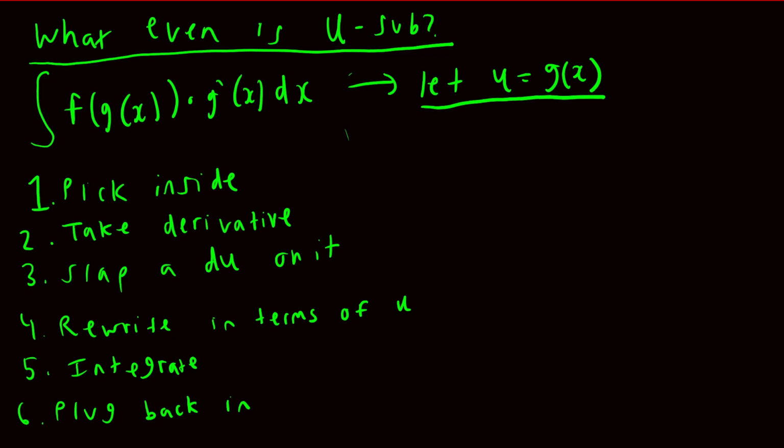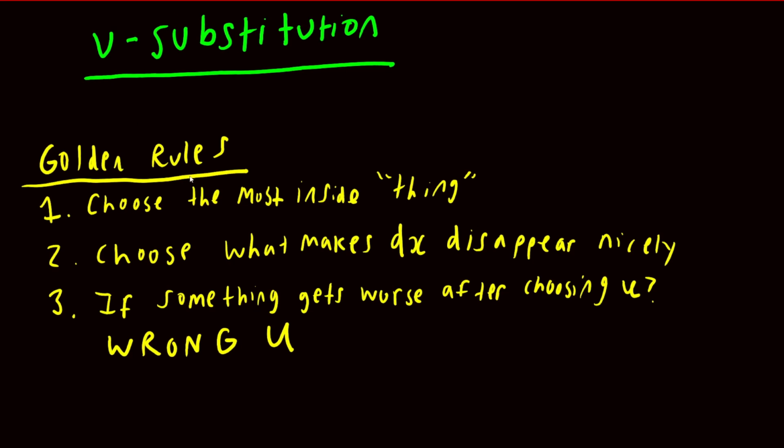And if this looks confusing, I know, I understand, but just remember these rules, okay? So, pick the inside, take the derivative, slap a du on it, rewrite in terms of u, integrate, plug back in. Now that sounds like gibberish, but here are the golden rules. And then, don't worry, we'll go through some more examples. Choose the most inside thing. You'll see that later. Choose what makes dx disappear nicely, and if something gets worse after choosing u, you're choosing the wrong u.